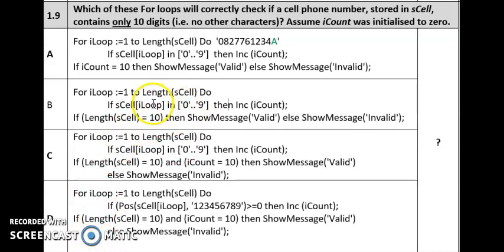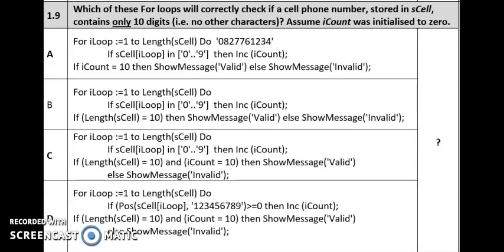Okay, this one goes through the same thing, checking the count, so that seems fine, and then it checks if the length of the cell is equal to 10. So that's getting over this problem over here, perhaps, but it's actually not checking if it's 10 digits. So let's just say there were only 9 digits.